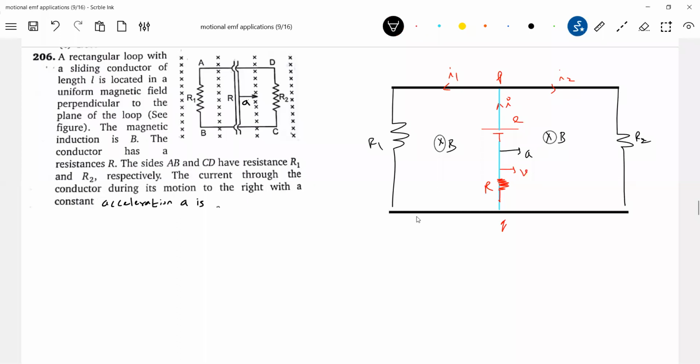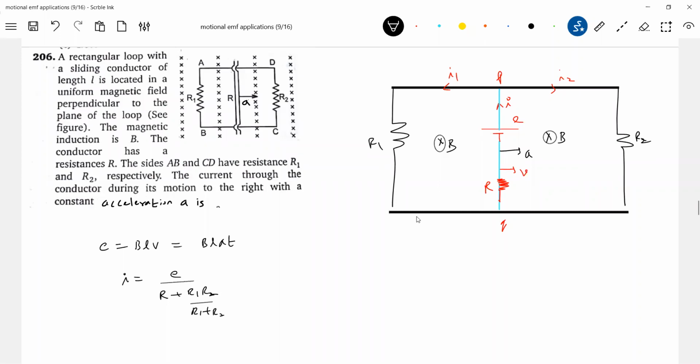First, what is the EMF? BLV. Then what is the velocity of the rod at any time? at. The EMF is BLat. Then what is I equal to? I should be equal to E by R plus R1R2 by R1 plus R2. Why an equation of this kind? How will R1 R2 be? Parallel, no? That effective resistance will become in series with this cell.